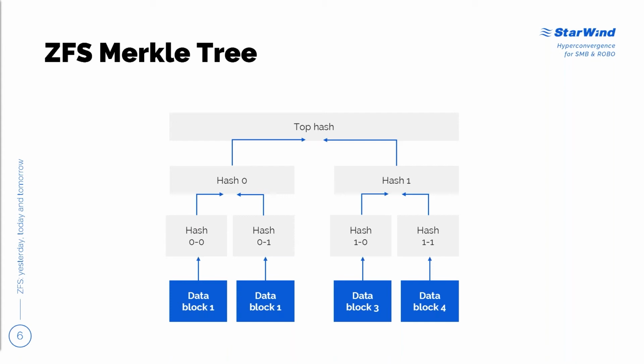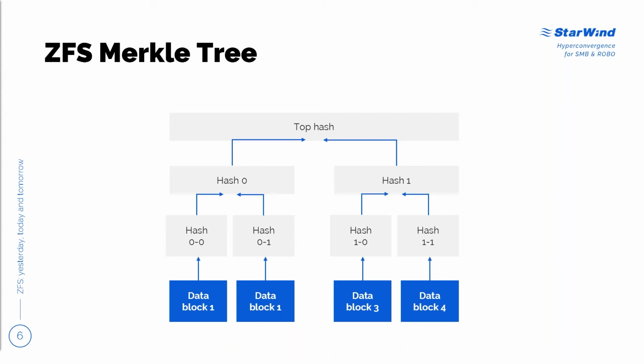ZFS ensures fault isolation between data and checksum by storing the checksum of each block in its parent block pointer and not in the block itself. So every block in the tree contains the checksums for all of its children, so the entire pool is basically self-validating. Now, the only special case is the Uberblock because it has no parent, and corruptions to the Uberblock are detected by the use of checksums inside the Uberblock itself.